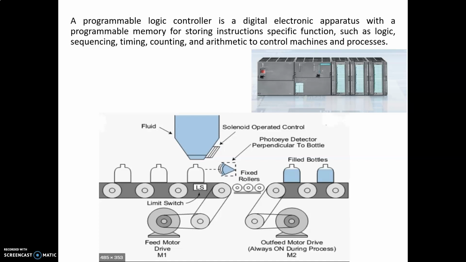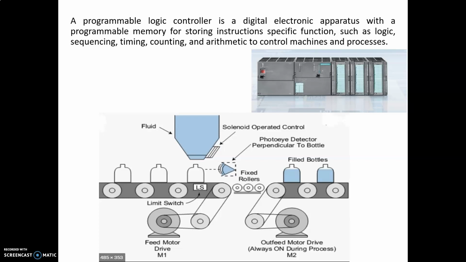Now, what do you mean by PLC here? PLC is nothing but an electronic apparatus that is used to control machines and processes. It controls these machines and processes by using specific functions like logic, sequencing, timing, and counting. So by using these functions, it tries to control these machines and processes.